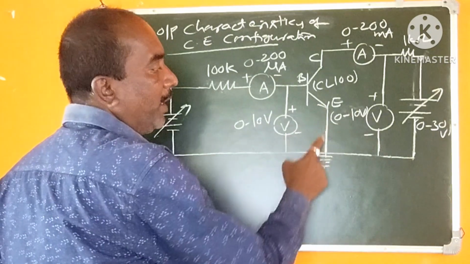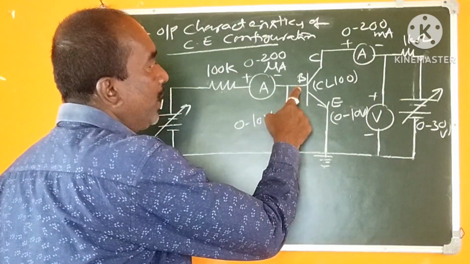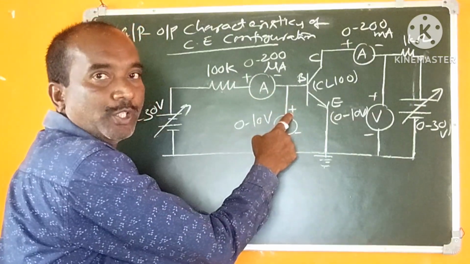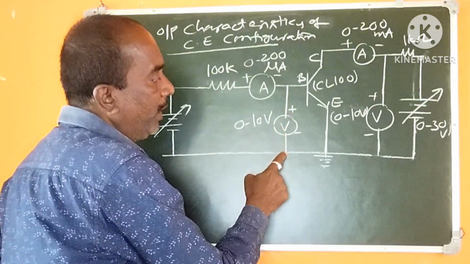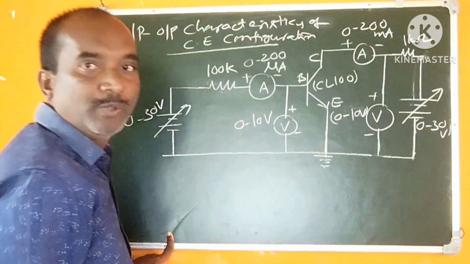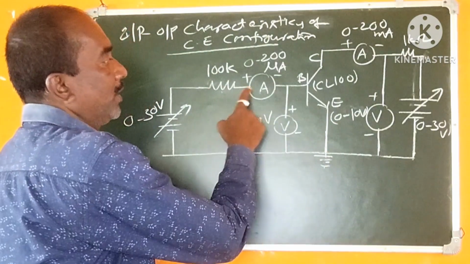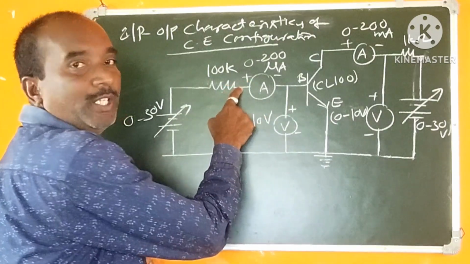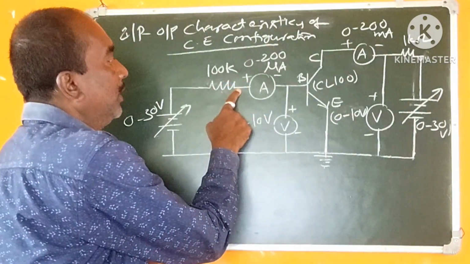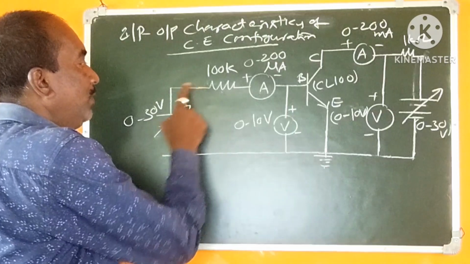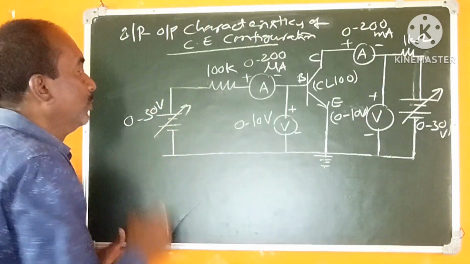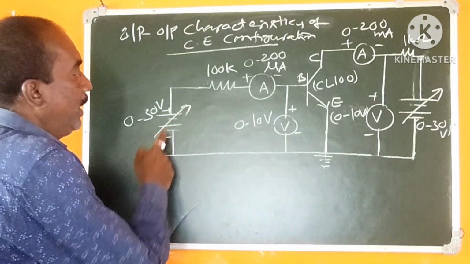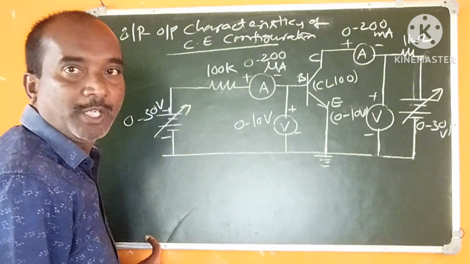In this, the emitter is common. The base is to be connected to the ammeter negative and the voltmeter positive. The voltmeter negative is to be connected to the ground. Next, the ammeter positive is to be connected to one terminal of the resistor, and the second terminal of the resistor will be connected to the RPS positive, the supply positive. And the negative is to be connected to the ground.